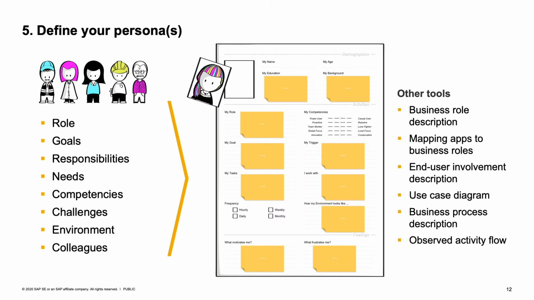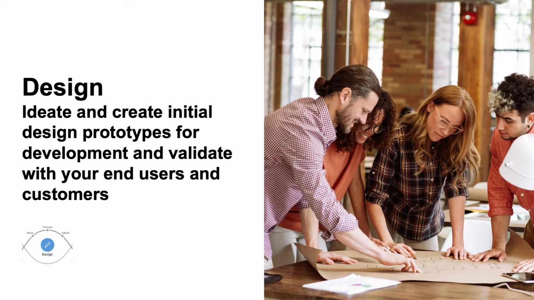Other tools include a business role description, then mapping apps to business roles, end user involvement descriptions, use case diagrams, business process descriptions, but I also like to work with activity flows. By the end of the discover phase, you should know which apps need to be developed and for whom, and you know a lot about the requirements to your application. Consequently, the next step is to get creative and start designing your application.